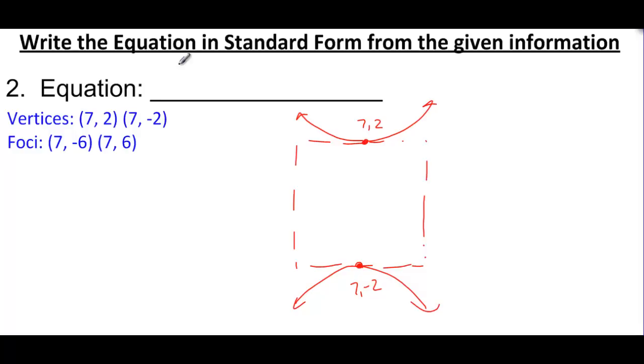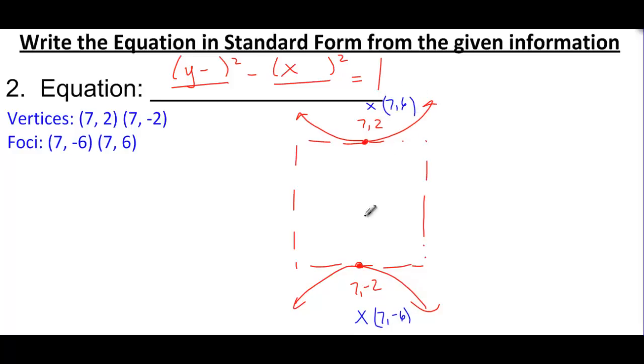And since I have an up-down hyperbola, I know the y value is going to be first. So it's going to be y quantity squared minus my x quantity squared, and again, equal to 1. So just like I did before, I'm going to find the center. Now, again, we do have my two focal points at 7, negative 6 and 7, positive 6. And we can draw those in.